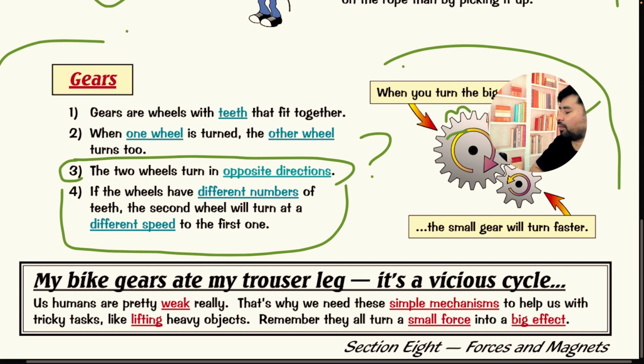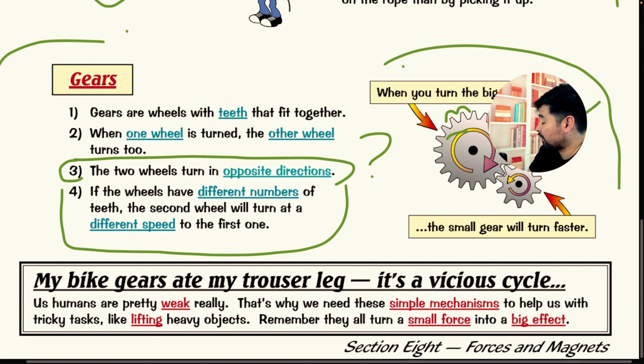So, follow me. My bike gears ate my trouser leg. It's a vicious cycle. Do you get it? Do you understand that? So, us humans are pretty weak, really. That is why we need these simple mechanisms to help us with tricky tasks, like lifting heavy objects. Remember, they all turn a small force into a big effect.